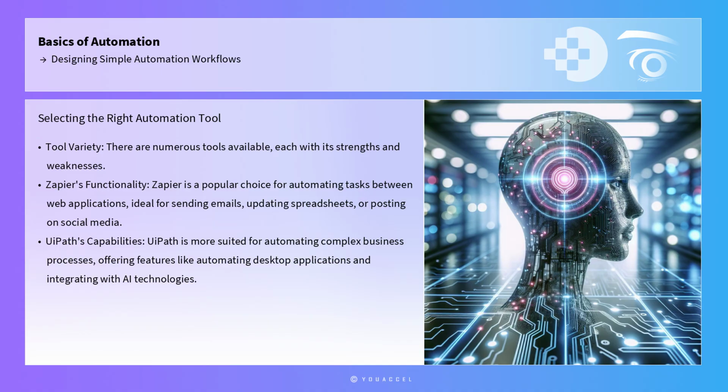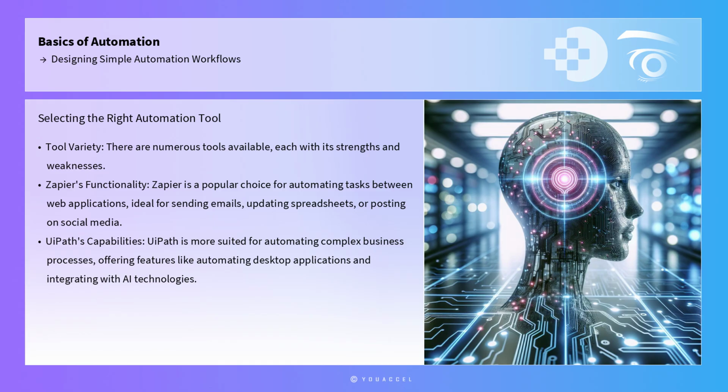Once the process is mapped, the next step is choosing the right automation tool. There are numerous tools available, each with its strengths and weaknesses. For instance, Zapier is a popular choice for automating tasks between web applications. It allows users to create workflows, known as zaps, which trigger actions in one app based on events in another. This tool is ideal for automating tasks such as sending emails, updating spreadsheets, or posting on social media.